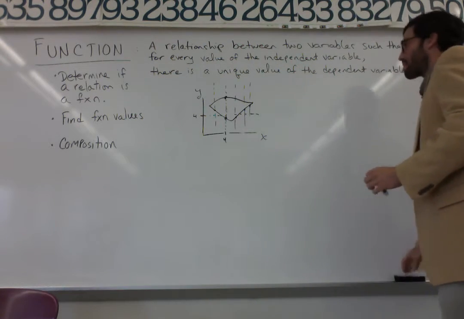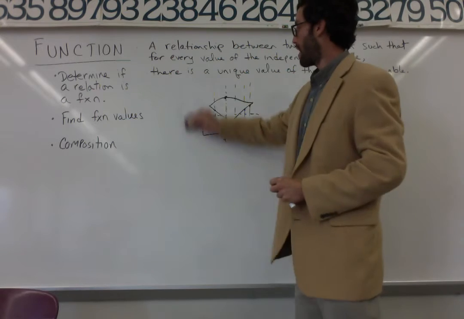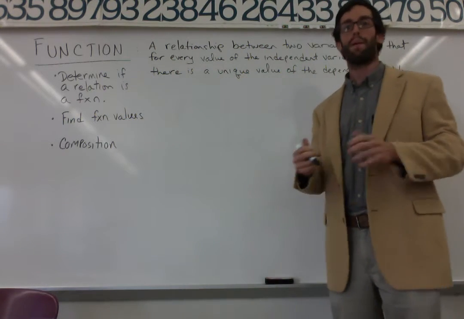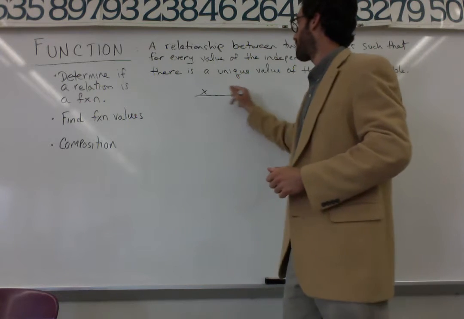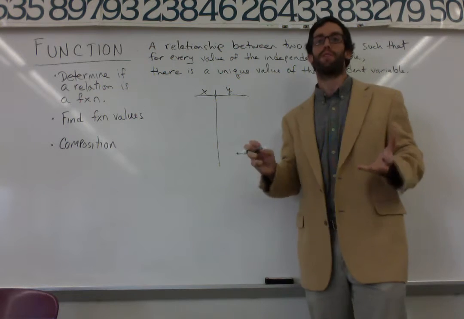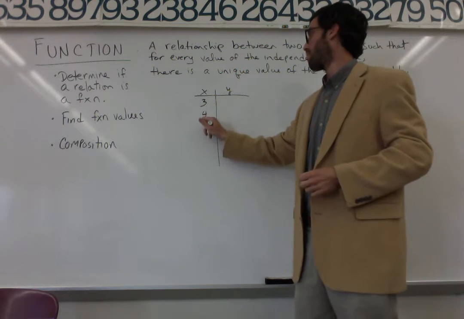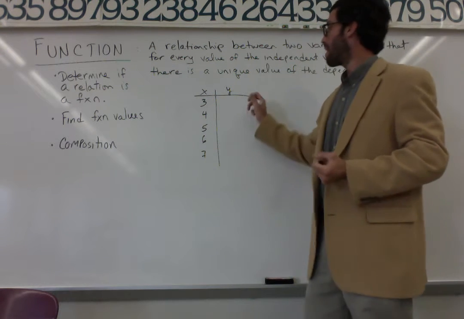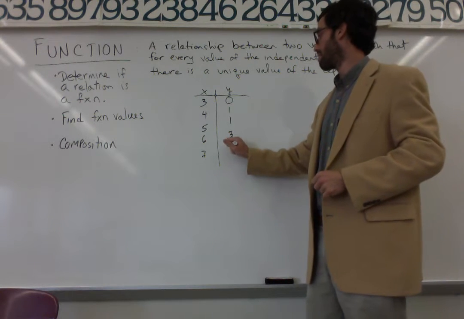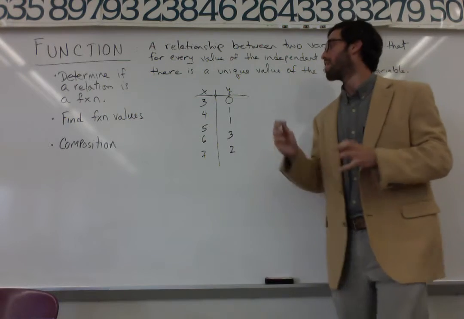And now let's talk about some other representations of relationships between variables. How about a table? I'll start with an example of a table that would represent a function. Say x is 3, 4, 5, 6, 7, and y is 0, 1, 1, 3, 2. Right? This is a function.